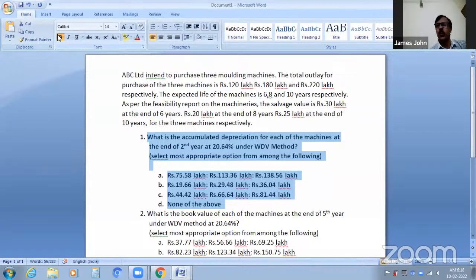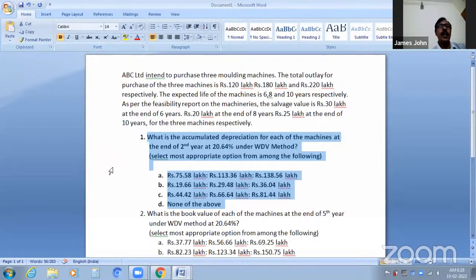So here, N is 2 and R is 20.64. 20.64 percent means 20.64 divided by 100, so it is 0.2064. So A is equal to P into (1 minus R) the whole raised to N, where P is the original cost, R the rate of depreciation, and N the number of years.